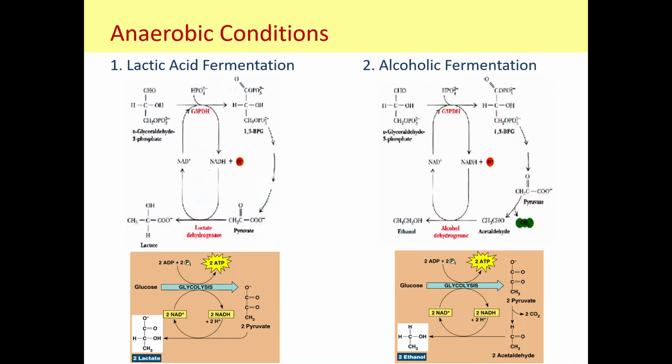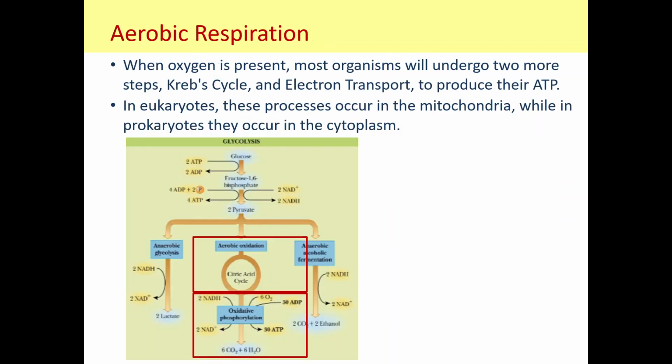Alcoholic fermentation usually occurs in yeast. It is basically a fermentation process that occurs in wine making or beer production by using yeast, and yeast usually undergoes anaerobic respiration, which in turn produces carbon dioxide and alcohol. And when oxygen is present, most organisms will undergo two more steps, which I will explain further later. The first one is the Krebs cycle or citric acid cycle, and the second one is the electron transport system, or ETS, to produce more ATP. Compared to anaerobic respiration, aerobic respiration produces significantly more ATP because oxygen is present and more products are formed.